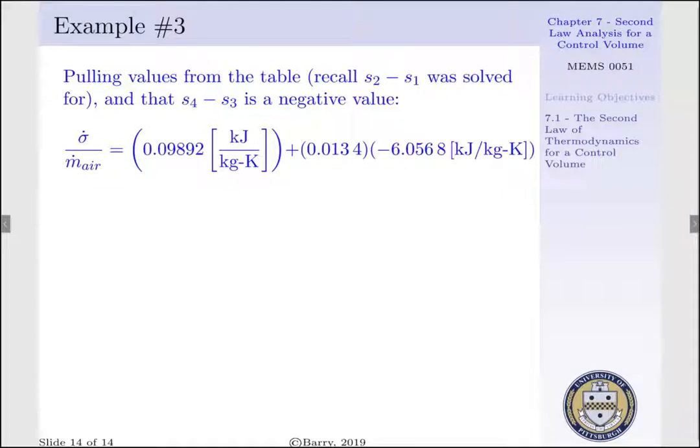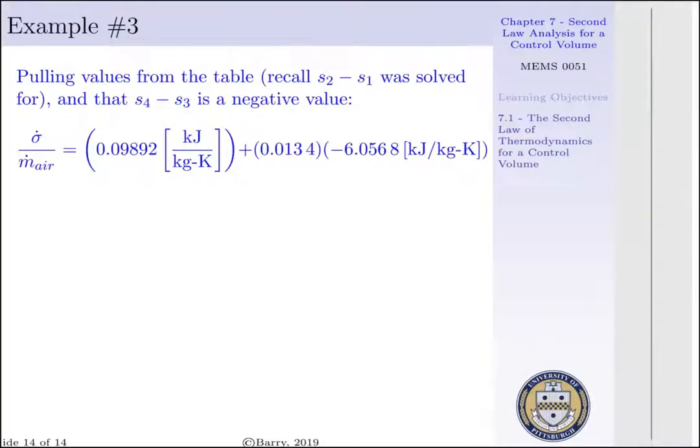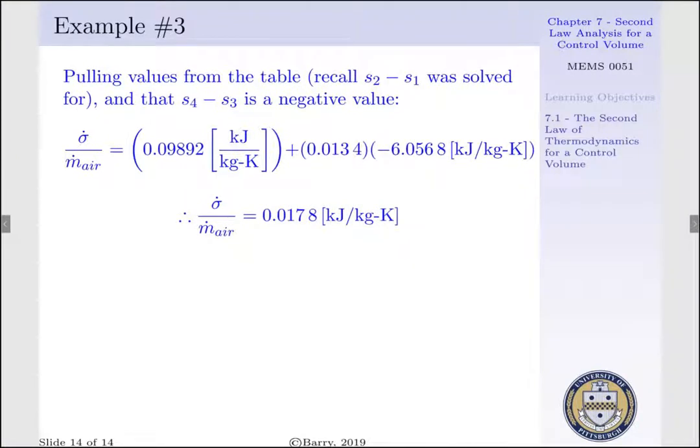Now, applying the values from our table, recalling that we already solved for S2 less S1 via our standard entropy, and using S4 and S3 from our steam tables, our sigma dot per m dot of our air would be equal to 0.09892 kilojoule per kgK plus our mass flow rate ratio, 0.0134, times the difference of our entropy values, minus 6.0568 kilojoule per kgK. Or our sigma dot per m dot air is equal to 0.178 kilojoule per kgK.